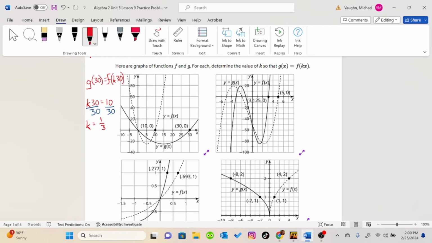So now we could write the new equation, which would be g of 30, or g of any x, equals f of 1/3 x.